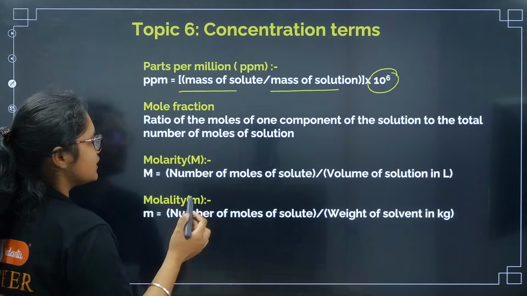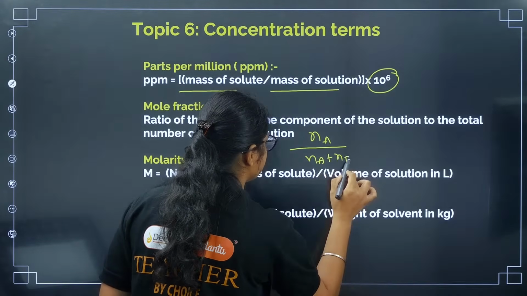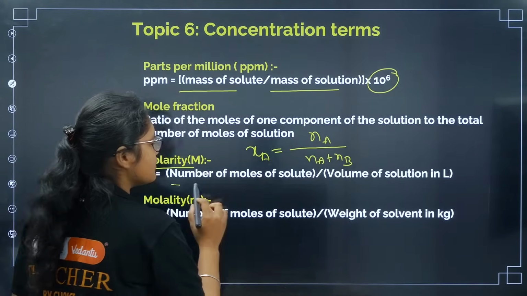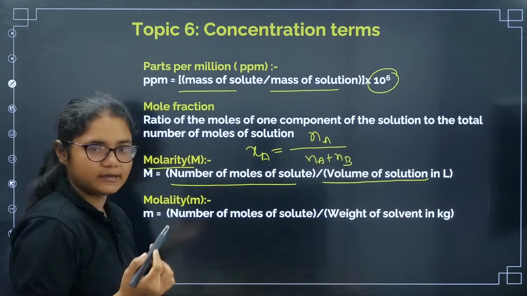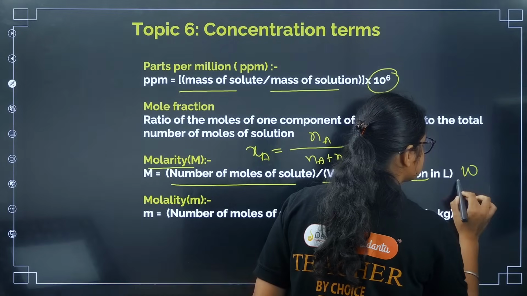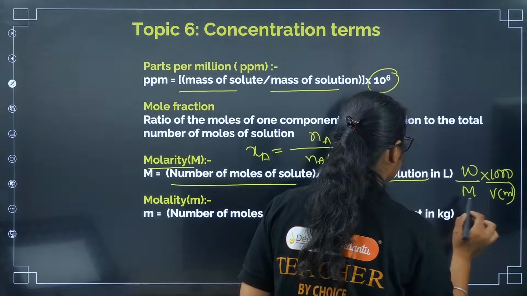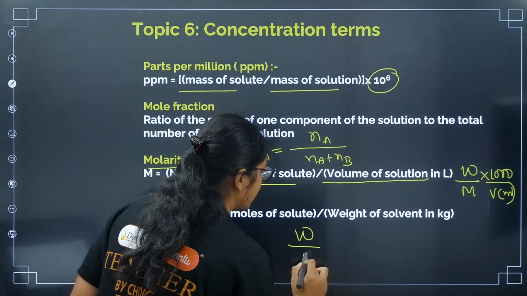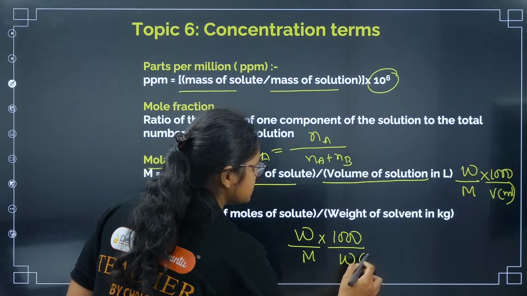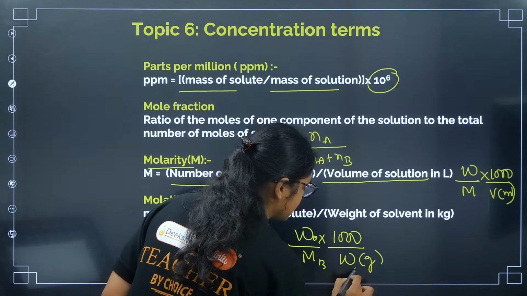Then mole fraction, which we have already discussed. Number of moles of A by number of moles of A plus number of moles of B is called mole fraction. Now molarity, we have discussed in the solutions chapter. Number of moles of solute by volume of the solution in liters. Number of moles of solute means given mass by molar mass, times 1000 if the volume is in ml. Now molality will be WB by M times 1000 by WA, where WB is the weight of the solute in grams, B is the solute and A is the solvent.